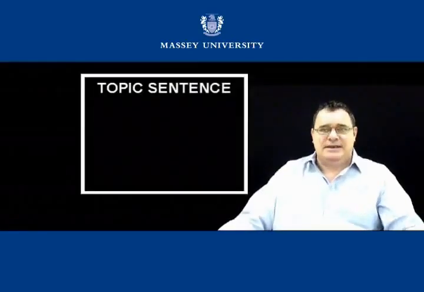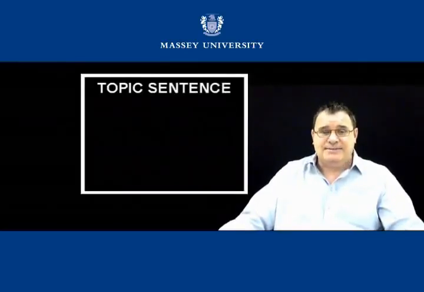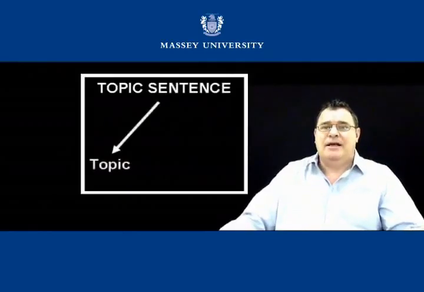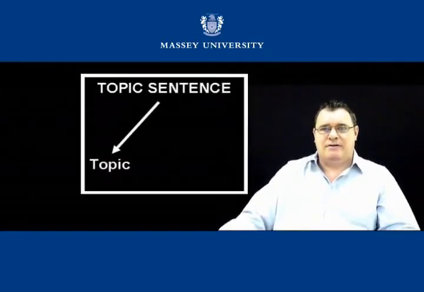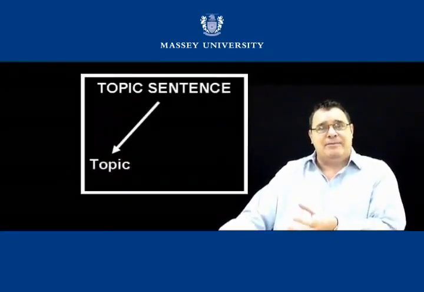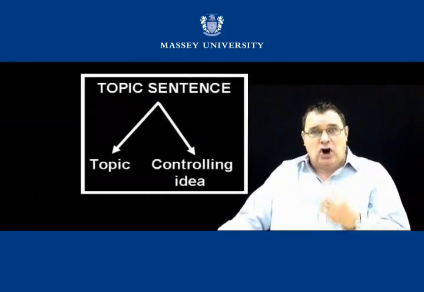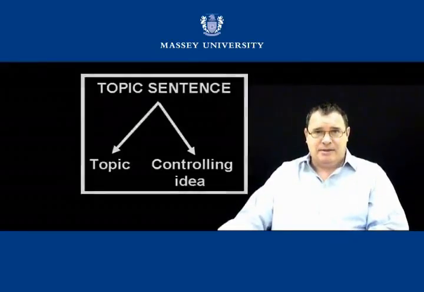Now, the topic sentence is made up of two essential parts. The first part of the topic sentence is the topic. That is the subject of the paragraph. And the second part of the topic sentence is the controlling idea. This makes a specific comment about the topic. Let's have a look at an example.